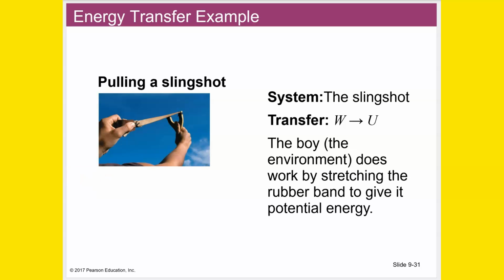Pulling a slingshot. All right. In this case, the work done by this hand on this slingshot does not make the whole slingshot system move, but it has given it the ability to change into a lot of kinetic energy without any more extra work being done on it. So it has given it what's called potential energy. The buoy is the environment. It does work on the slingshot by stretching the rubber band to give it potential energy.